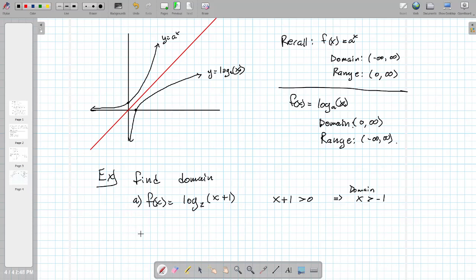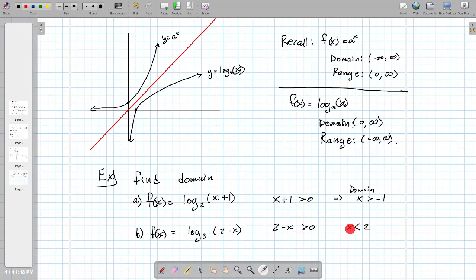Now, what if we had something that looks like this instead? Now, this one's a bit trickier. It's the same idea. We do the exact same thing. 2 minus x is greater than 0, and we solve for x. So x is less than 2. Now, this means that x can be any negative number. Is that possible? It is, for this particular function.